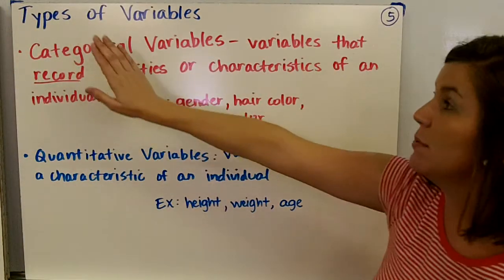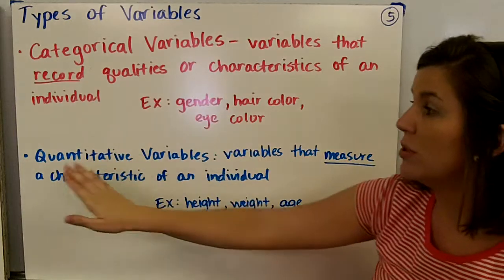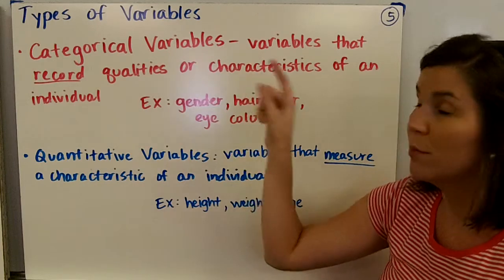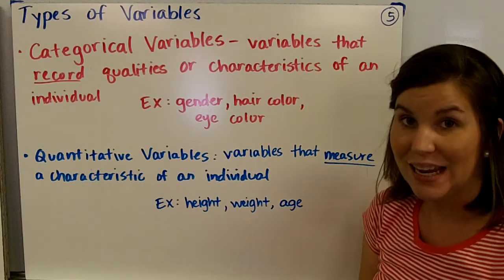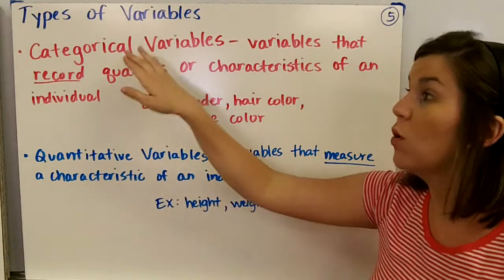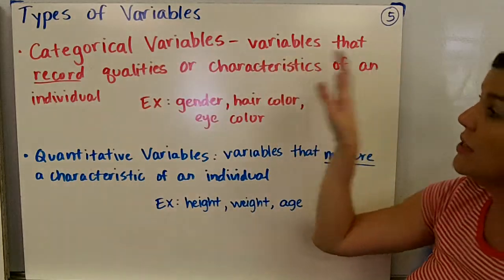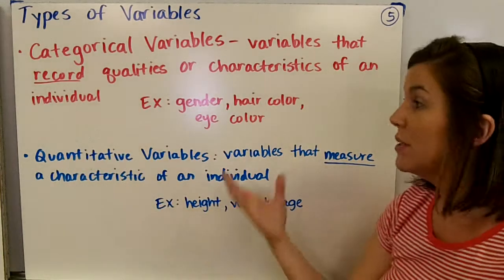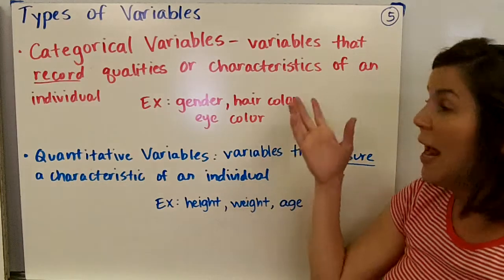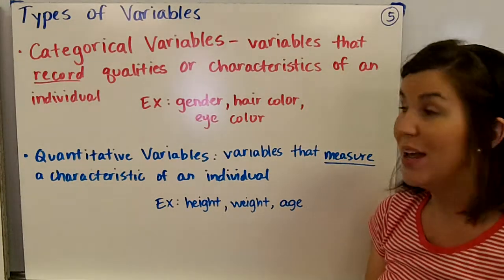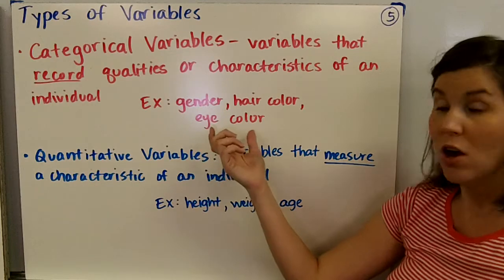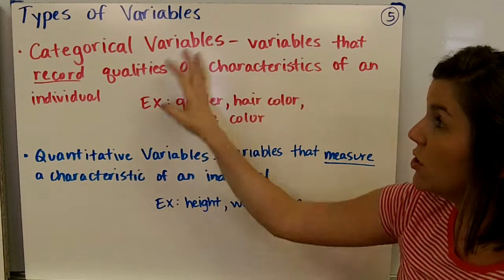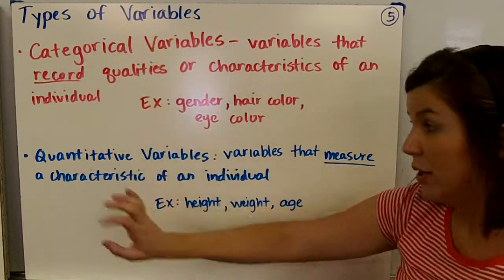Let's talk about the different types of variables. Categorical variables and quantitative variables. Categorical variables are sometimes called qualitative variables, not quantitative, but qualitative. Variables that record qualities or characteristics of an individual. So some examples: gender, male or female, hair color, blonde, brunette, redheaded, maybe you have black hair, or eye color, blue, green, brown. Okay, so these are not quantities, these are categories.